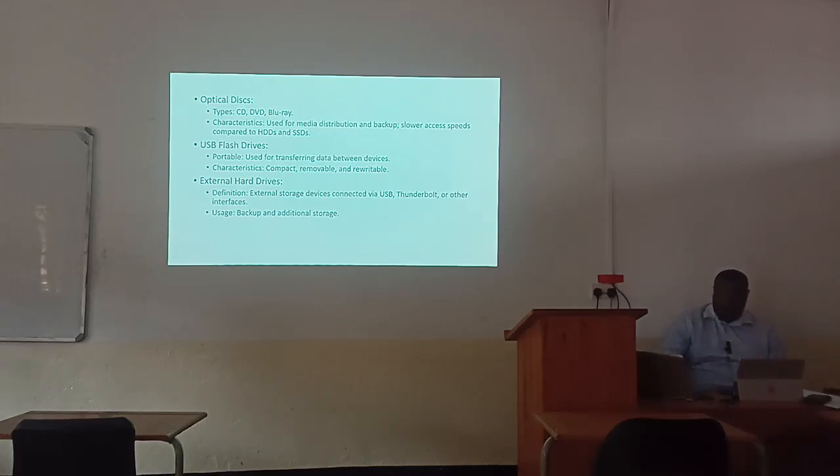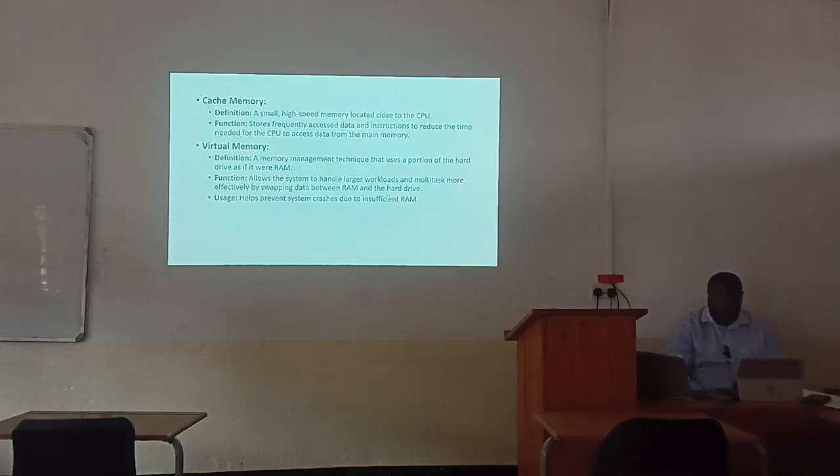Then we have cache memory, then we have virtual memory. If a computer is running low on its RAM, that is the working area, it can allocate a portion of the hard drive and make it its random access memory. That allows it to handle larger workloads and multitask more effectively by swapping data between RAM and the hard drive. The main use of virtual memory is to help prevent system crashes due to insufficient RAM.